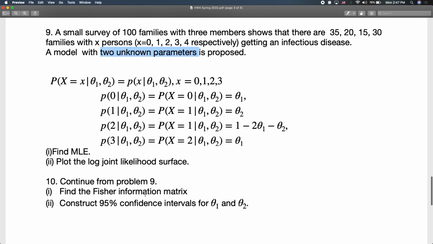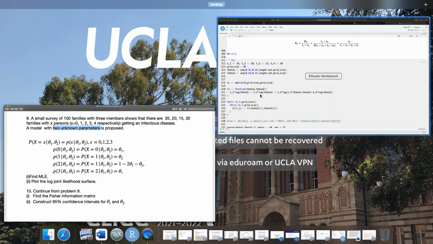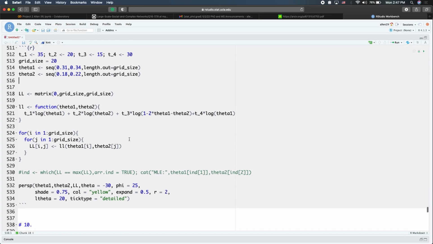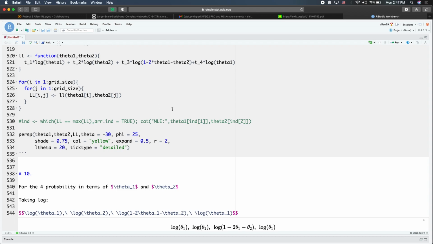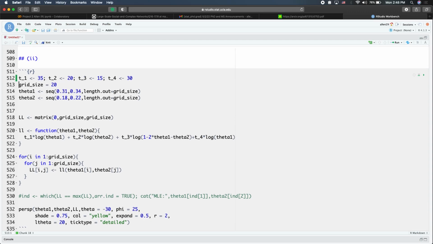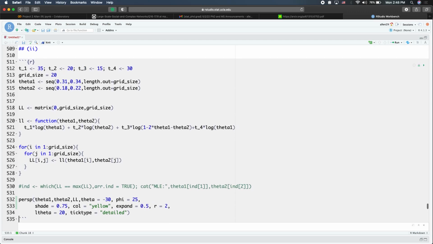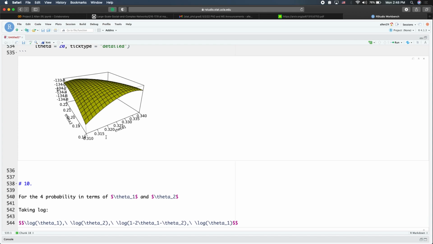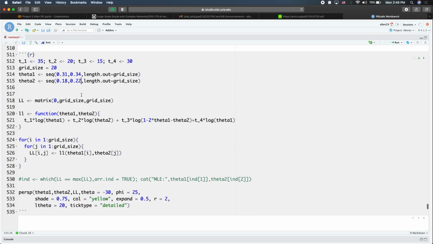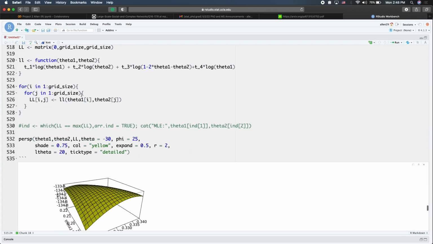Plot the function, find the Fisher information and confidence interval. You can just calculate the log likelihood and then create the 3D plots. Then look at the particular range, and it is possible that you get no log likelihood for a particular combination of theta 1 and theta 2.